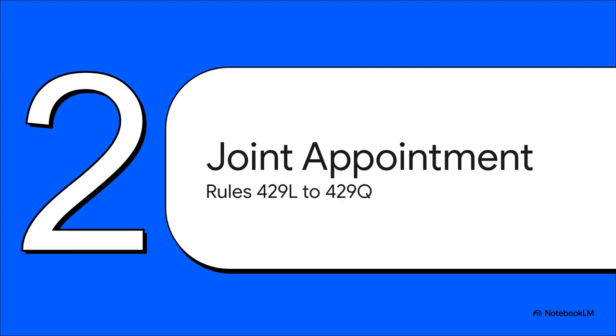Okay, first up is the joint appointment pathway. Now, this is all governed by rules 429L through to 429Q. This is the path you take when the parties themselves decide to get on the same page and agree to appoint a single shared expert. It's all about taking control of the process.